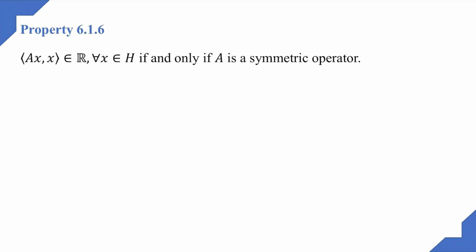And our next property is that inner product AXX is a real number for every x element of H if and only if A is a symmetric operator. So it is a necessary and sufficient condition. So to prove this, we are assuming that A is a symmetric operator.